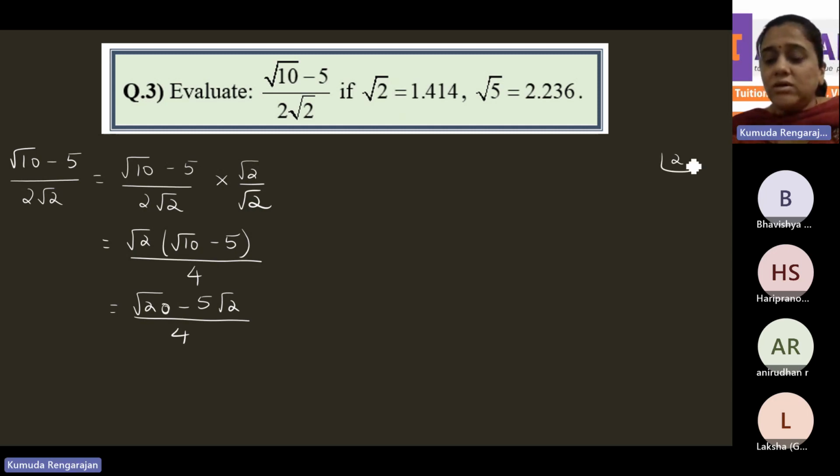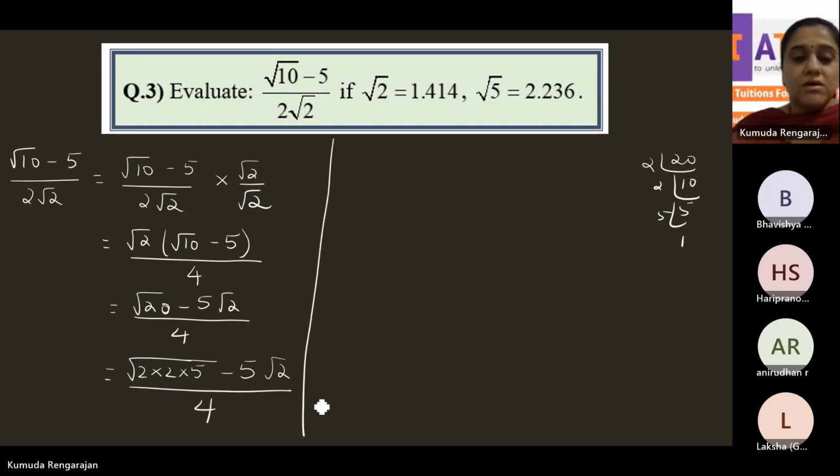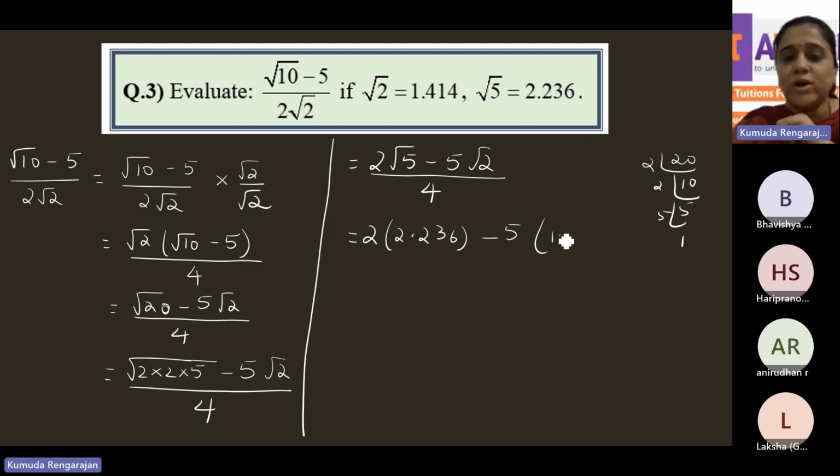Now 20 is what? 20, 2 tens are, 2 fives are, 5 ones are. So you can write 20 as 2 into 5, minus 5 root 2 divided by 4. So 2 2's, 1 2 comes out: root 5 minus 5 root 2 divided by 4. Now the denominator is rational. At this point, we'll have to substitute the values. So 2 into the value of root 5 is 2.236 minus 5 into 1.414 divided by 4.